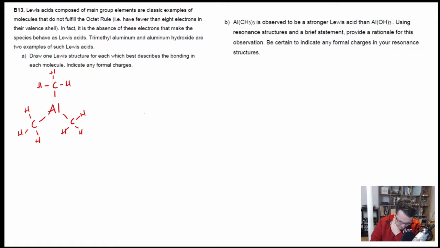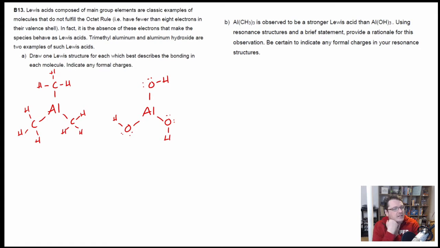If we do aluminum hydroxide, we have aluminum, and that's going to have 3 hydroxide groups around it. So we have OH, and each one of those oxygens has lone pairs. So all the oxygens have full octets as expected. The aluminum doesn't have to. It has 6 electrons around it, with 3 bonding pairs, so that's all good as well. There's no formal charges, so that's a pretty good description of the bonding in each one of those cases.